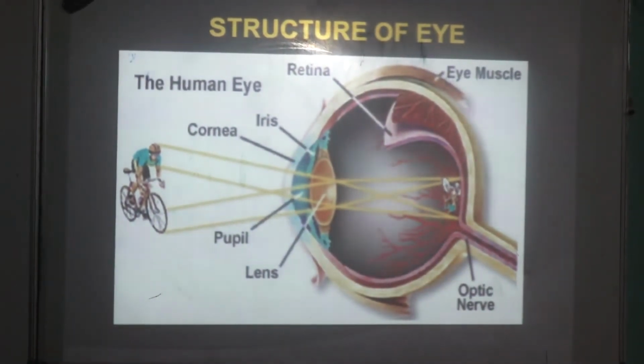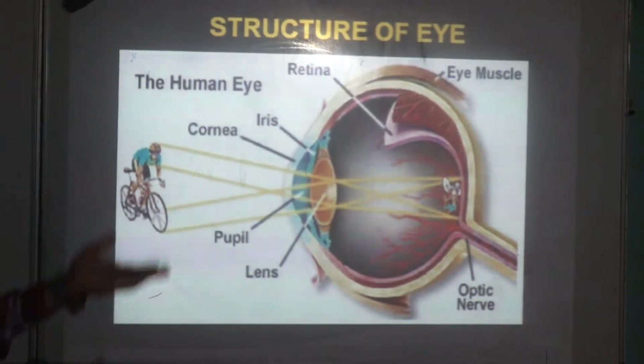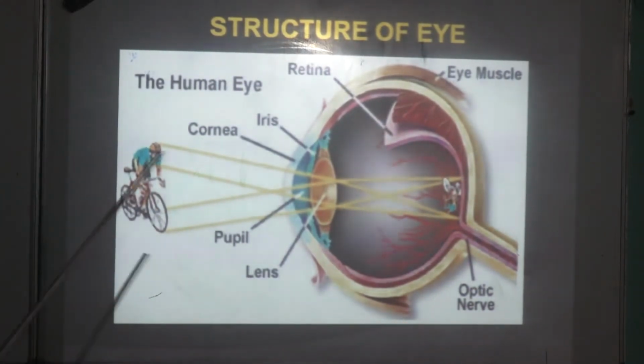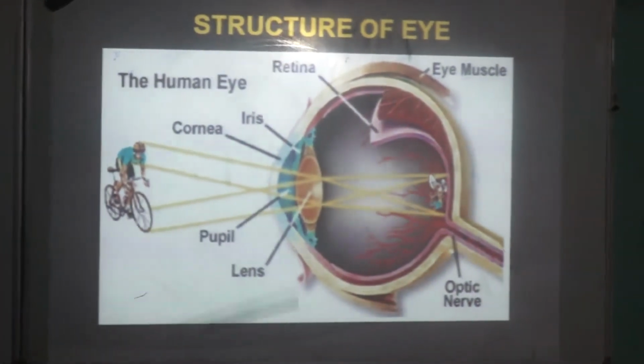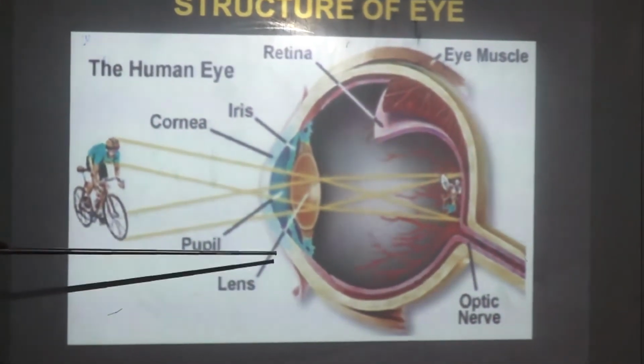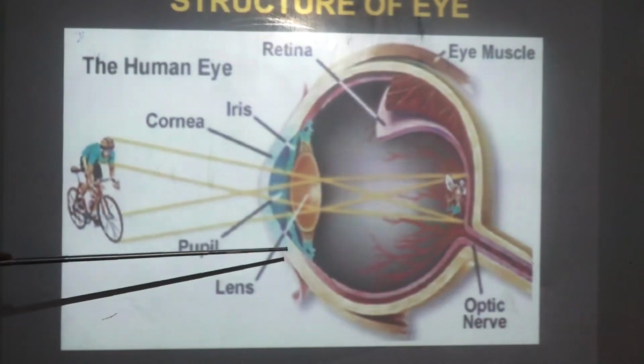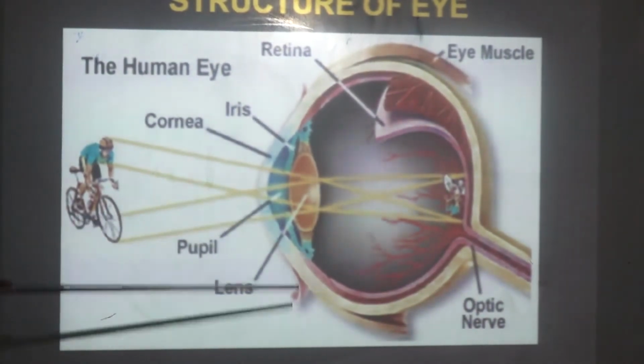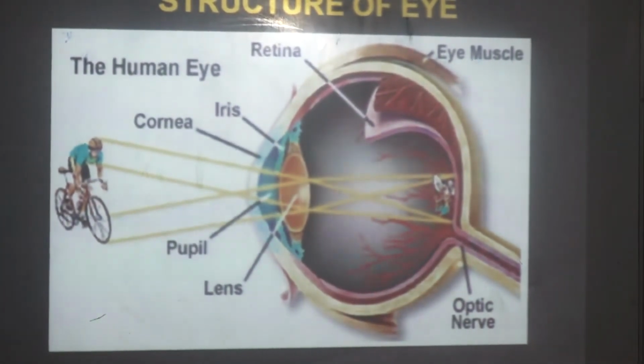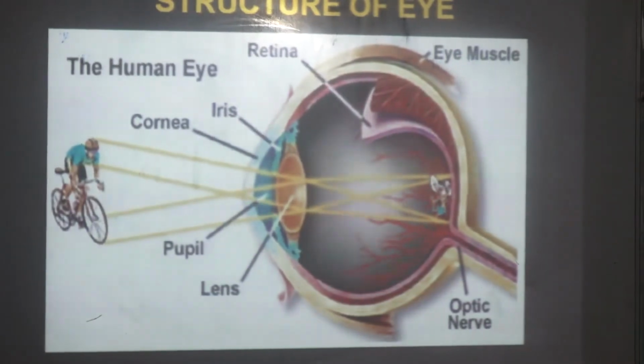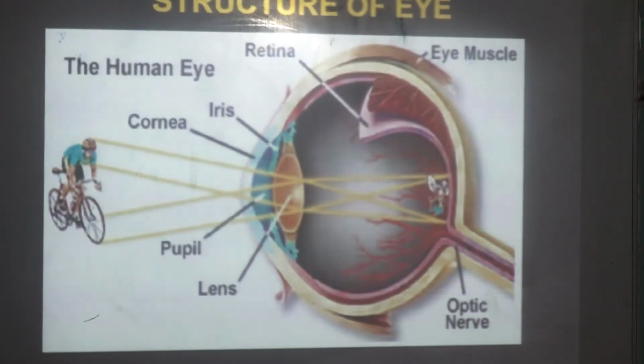So the contraction and expansion gives the change in the focal length of the eye lens. Due to the change in the focal length of the eye lens, we can see the objects. This is called accommodation of the eye lens. This is the most important phenomenon happening in the eye.